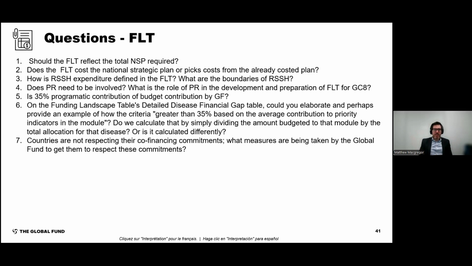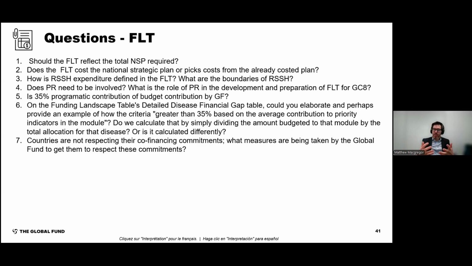The third is around how do we define RSSH in the FLT? We actually do this by using the same boundaries or categories of RSSH that are in the modular framework. So in GC8, we're trying to make sure that we have as much coherence between the RSSH type of activities that we would finance in our grants and the RSSH activities that are financed by other contributions. And so we use the same modular framework RSSH categories as the basis for that.